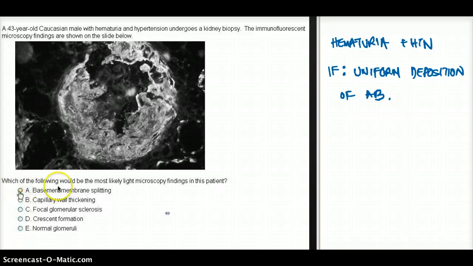Now the question says, which of the following would be the most likely light microscopy finding in this patient? So what are we going to find in light microscopy? So LM is light microscopy, IF is immunofluorescent. And I'm sure you know that. I just wanted to, just in case.